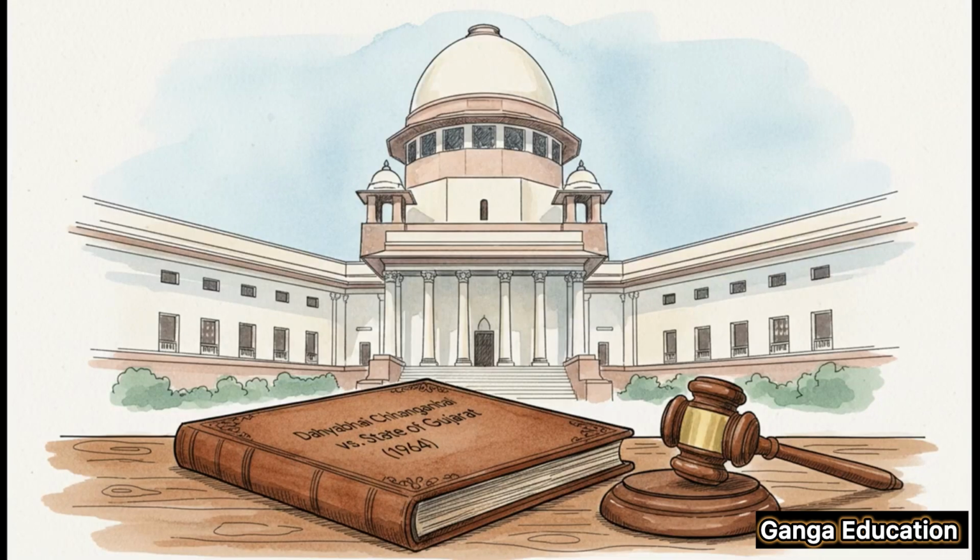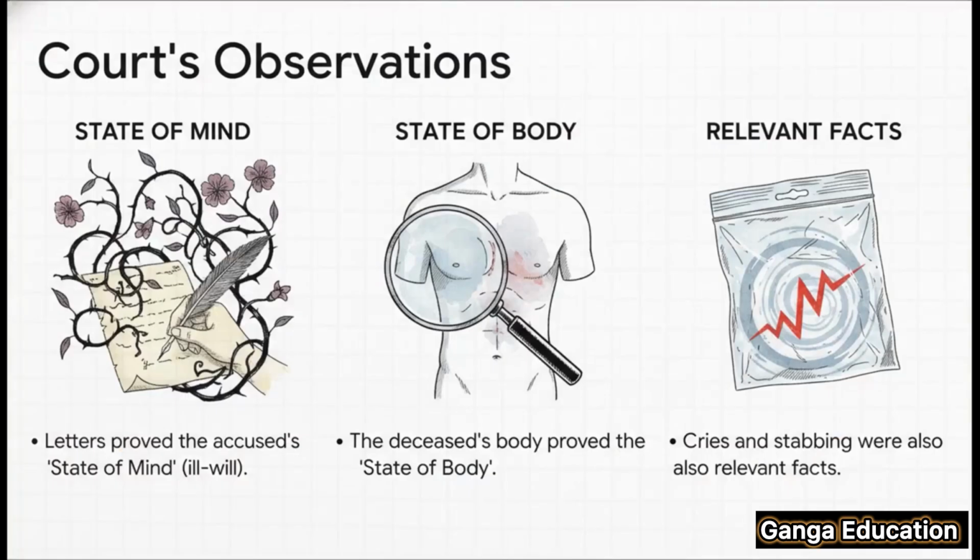एग्जाम्पल तो समझ आ गया। अब इस सेक्शन को एक्शन में देखते हैं एक लैंडमार्क केस के थ्रू। ये सुप्रीम कोर्ट का एक बहुत ही इंपॉर्टेंट जजमेंट है। केस का नाम है दयाभाई छंगनबाई थक्कर वर्सेस स्टेट ऑफ गुजरात from 1964। इस केस में सुप्रीम कोर्ट ने सेक्शन 12 के एप्लीकेशन को बहुत ही ब्यूटीफुली एक्सप्लेन किया है। Let's look at the points.